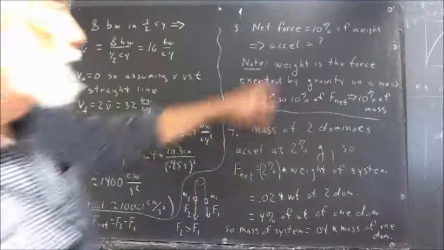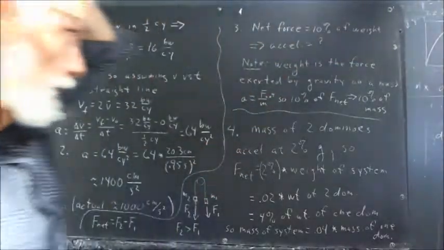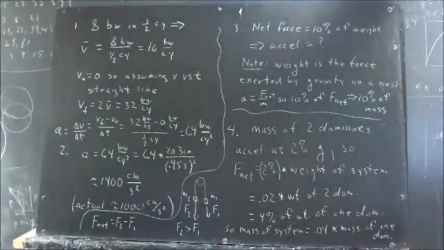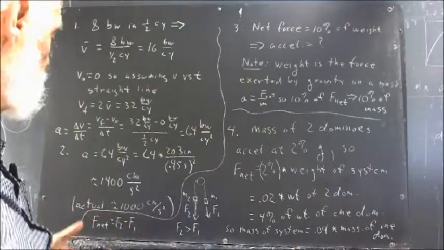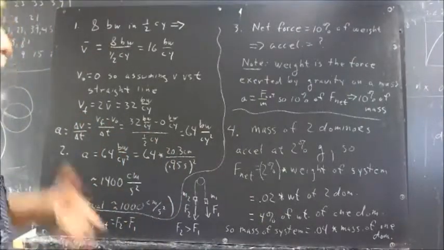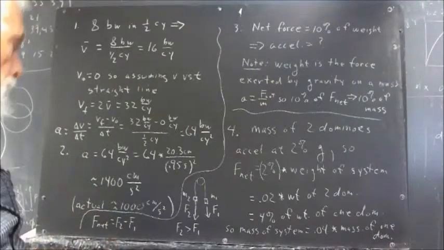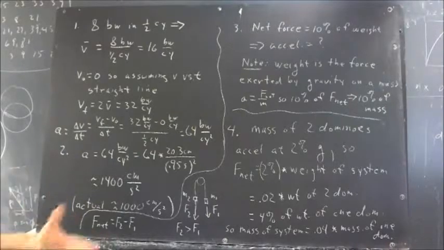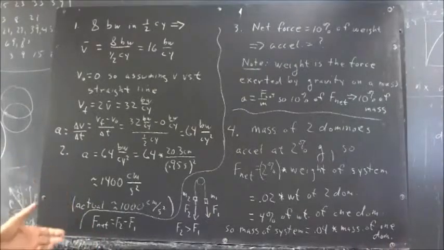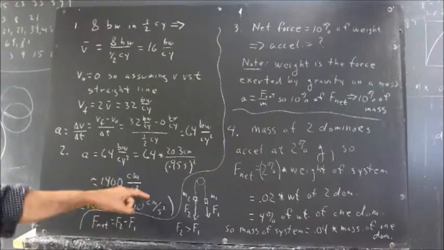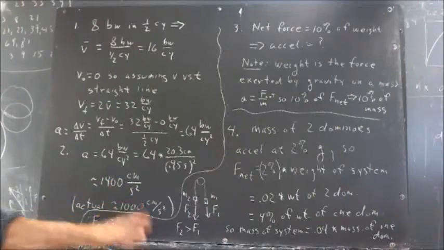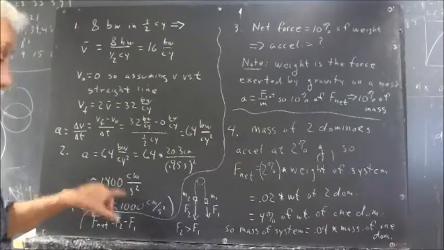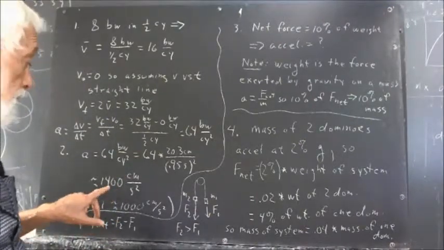Next question. If the net force on an object is equal to 10% of its weight, then what must be its acceleration? Well, what's weight? Weight is the force exerted by gravity on the object. So gravity exerts some force, and the acceleration of gravity on any object that falls freely, in other words, any object that's subject to a net force equal to its weight, is, well, our 1,000 centimeters per second squared, our 980 centimeters per second squared, if you want to be more precise, our 1,400 centimeters per second squared, if you want to believe my data.